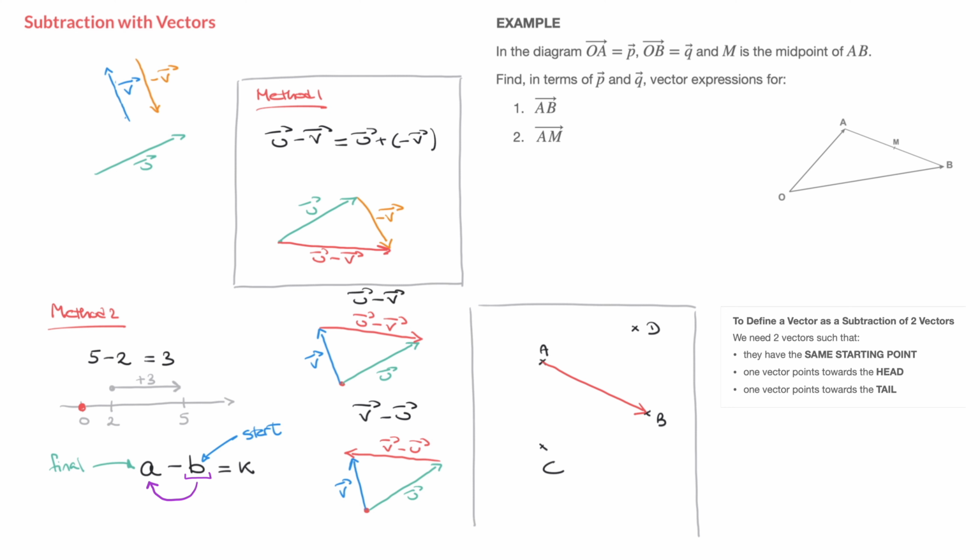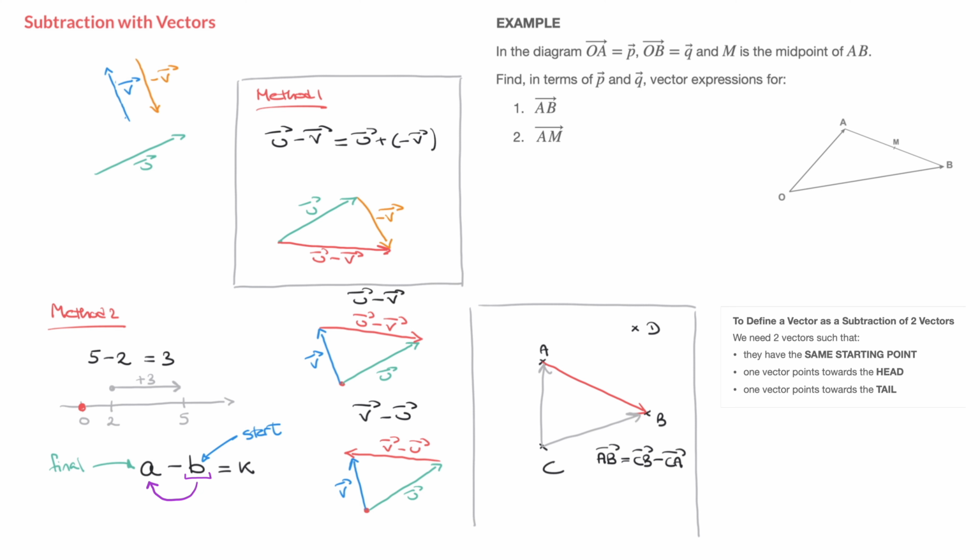So for instance here, this vector AB could be defined as vector CB minus vector CA. And in fact, we could write that here. We could say vector AB equals vector CB minus vector CA. Indeed, following everything we've just seen with method 2 here, we know that the result of this subtraction CB minus CA is the vector which tells us how to get from the head of CA, that's the vector that's being subtracted, to the head of vector CB, that's the vector we're subtracting from.